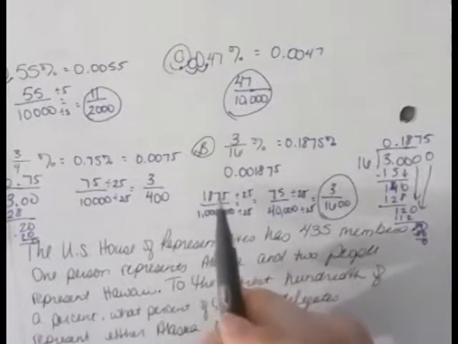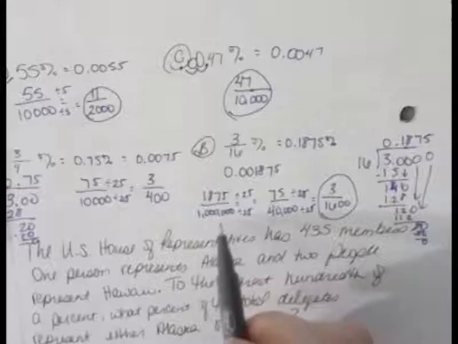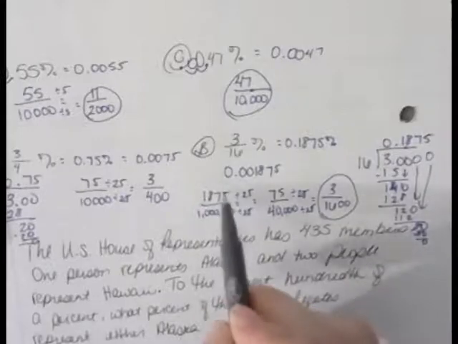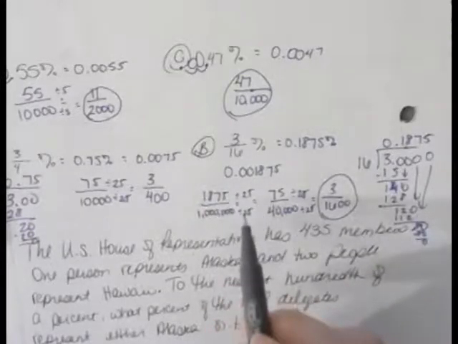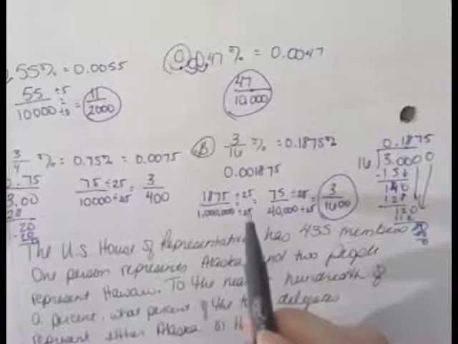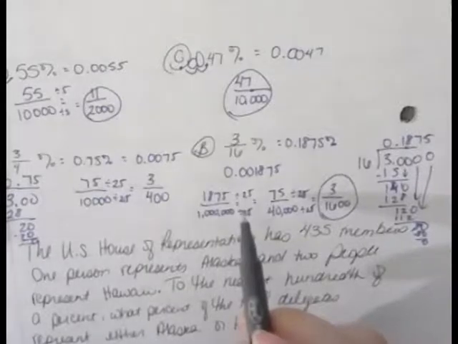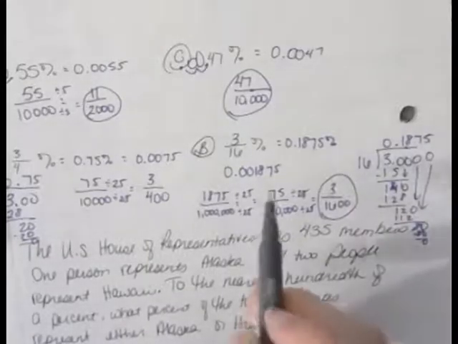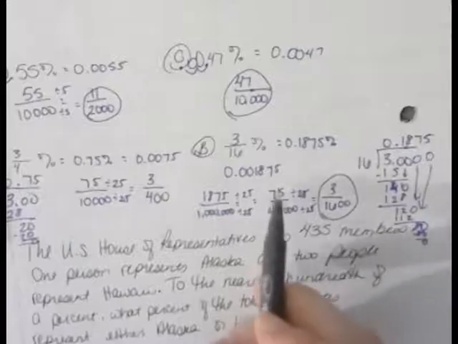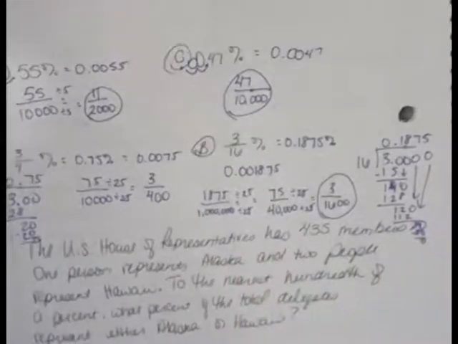1,875 over 1 million. It ended in a 75, so I went ahead and started dividing by 25 on top and bottom. That gave me 75 over 40,000. I had a 75 up there again, so I tried 25 again. Since I had a double zero at the end, well, I had more than a double zero.